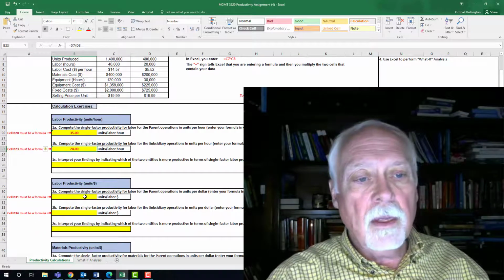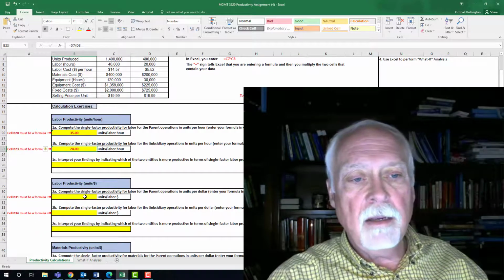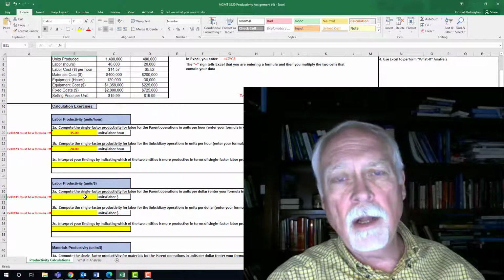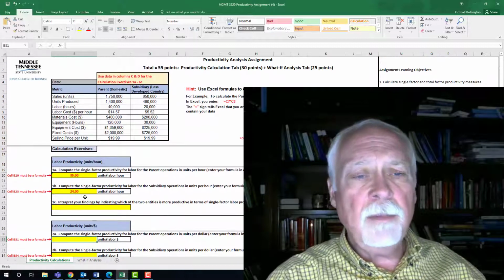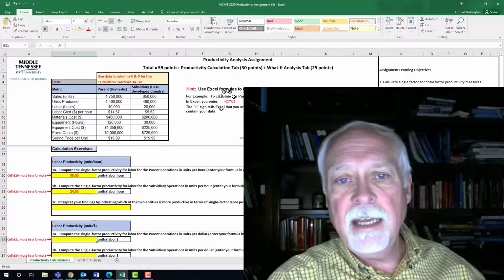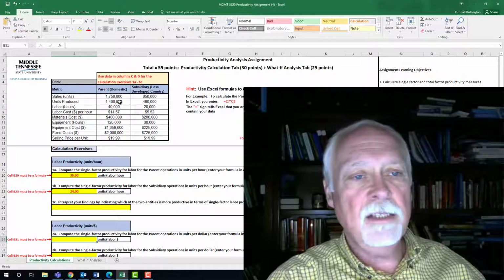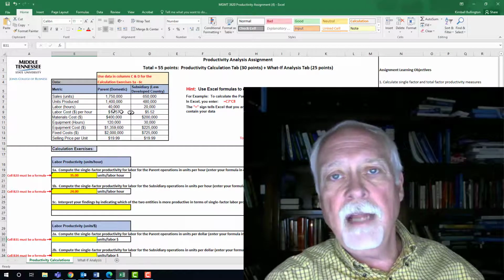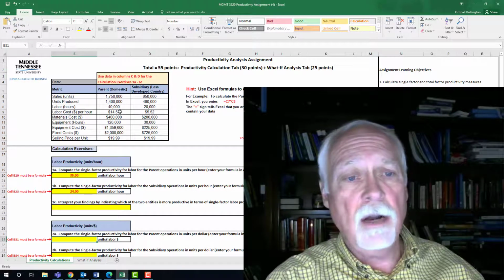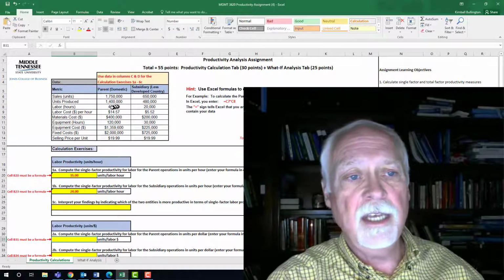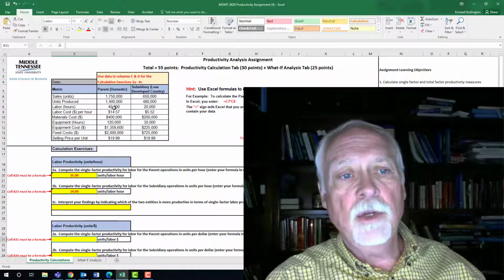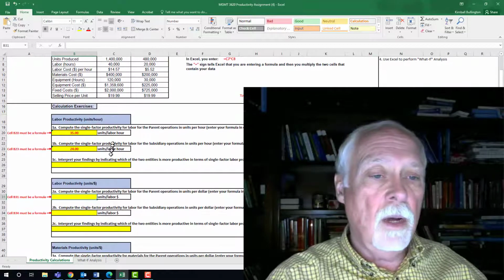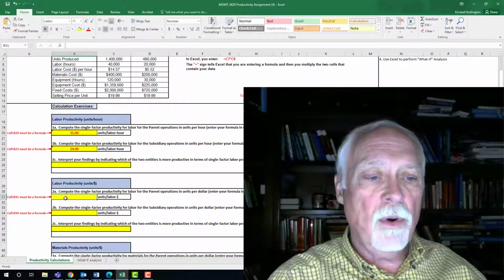Now, we could also look at labor productivity in units per dollar. We looked at units per labor hour, but we could also look at units per dollar. Now, a little bit more complicated process, but we're actually given a hint over here on how to do this. We have labor hours and we have a labor rate, but we don't have labor dollars. And so to get the labor dollars, we're going to be multiplying the number of hours times the hourly rate. So only slightly more complicated.